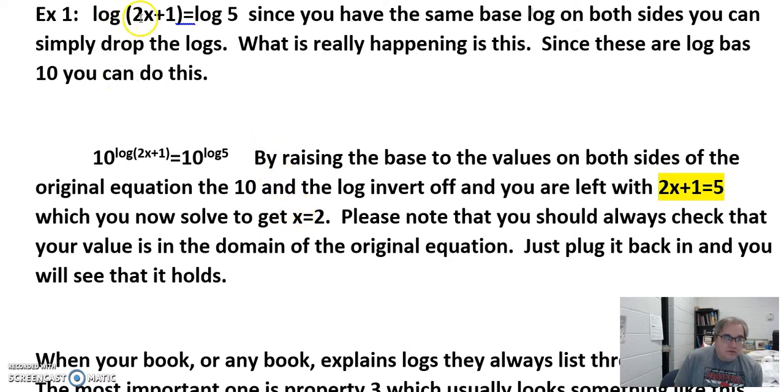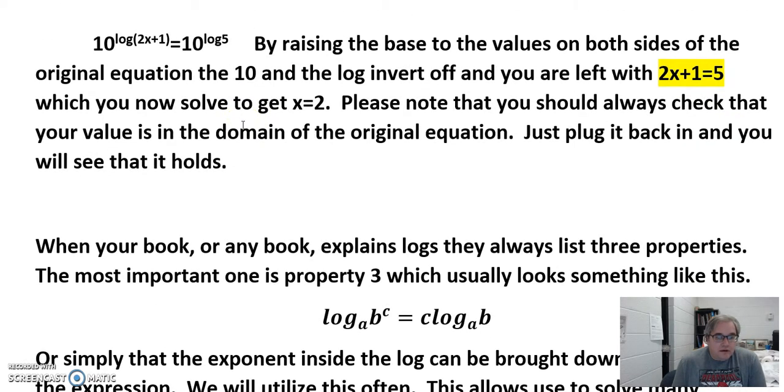If there's just a log of something on one side equals log of something on the other, you can raise them to the base to get rid of them. But what's really happening, these logs can only be equal if what's here and here are equal.